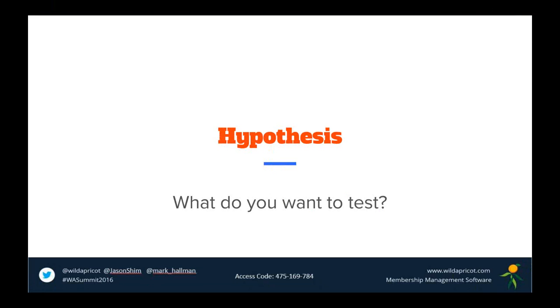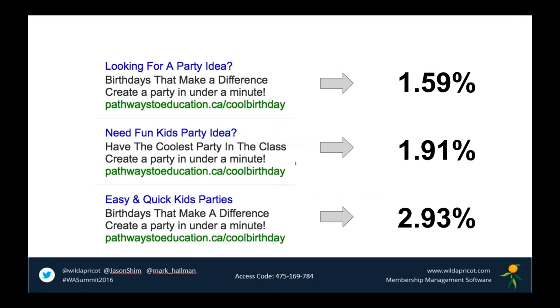Now, as with any good science experiment, you need a hypothesis. What is it that you want to test? The kind of things you could test would be these kinds of ads. These are ads that we actually ran for our organization. There's a program called Echo Age, where children can donate their birthday parties and have some of the proceeds go to our organization. So, looking for a party idea, birthdays that make a difference, create a party in under a minute. And then you can start variations of the headline to see what might perform better.